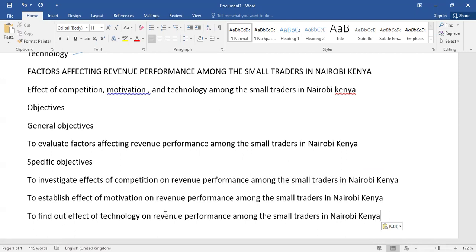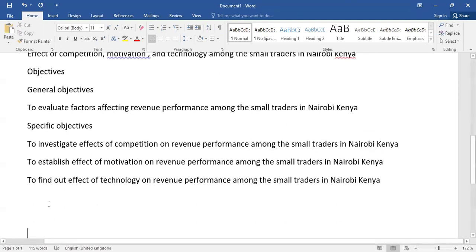We have the general objective. We have stated our objective. The general objective is from the main topic. Specific is the factors. Now we want to go to what we call hypothesis. In this hypothesis, there's what we call the null hypothesis and the alternate hypothesis.